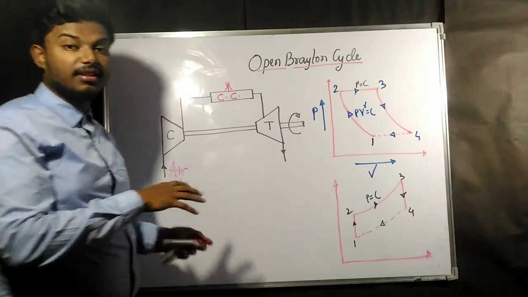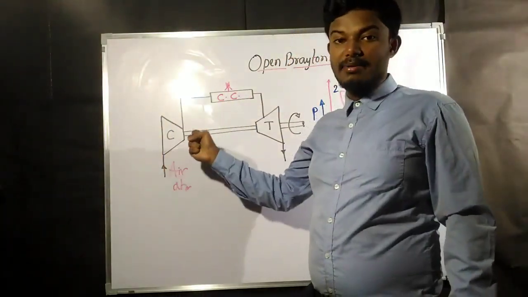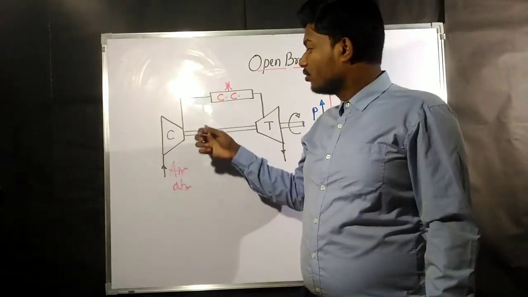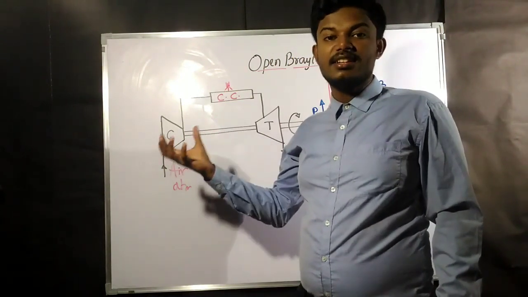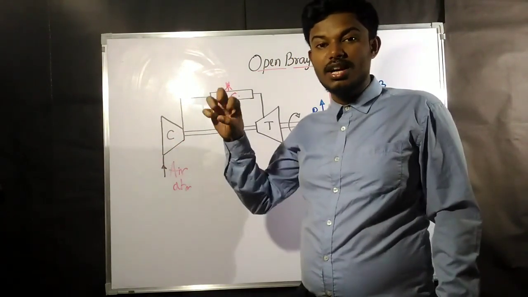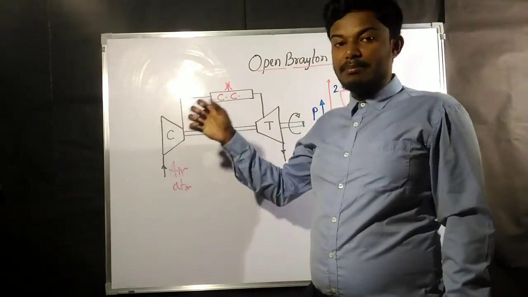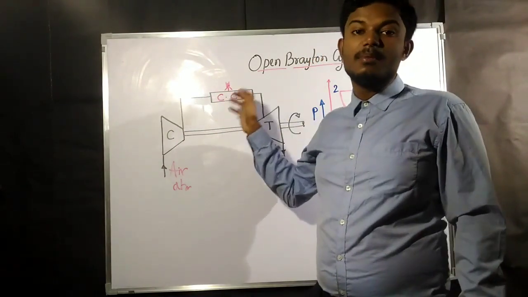The compressor compresses the air adiabatically. After compressing, its volume is decreasing, its pressure has increased, and its temperature has also increased due to the forceful compression of the air. Now the high temperature, high pressure air is inserted into the combustion chamber.